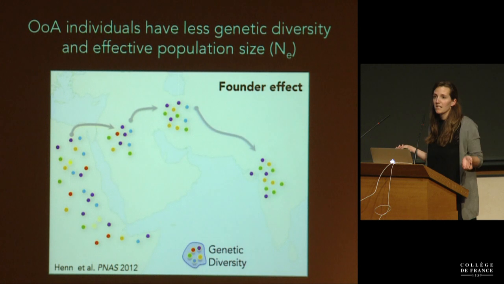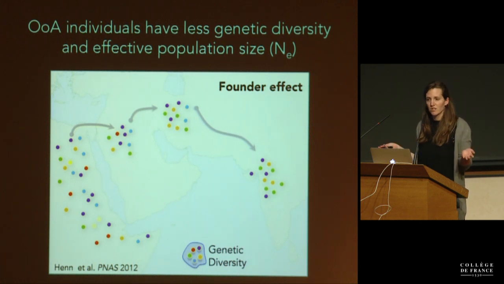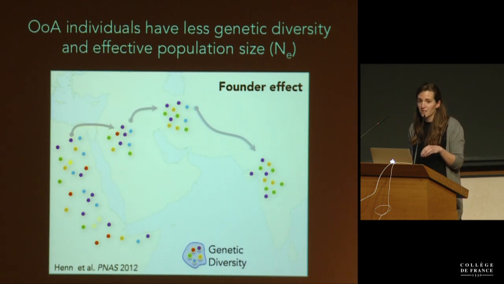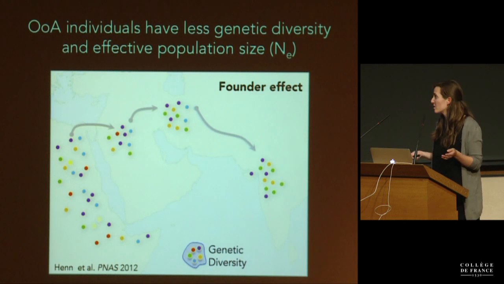This is basically like simple population size, but it refers to how many individuals we would need to generate the genetic diversity that we see. So of course, Africa is more diverse, so we need a larger effective population size. Out of Africa populations are much less diverse, so the effective population size is actually smaller.